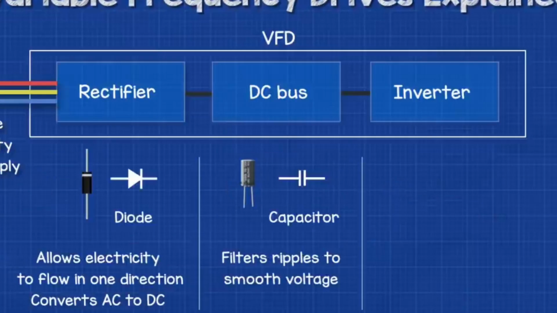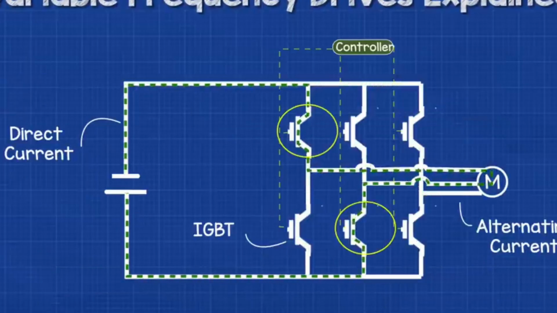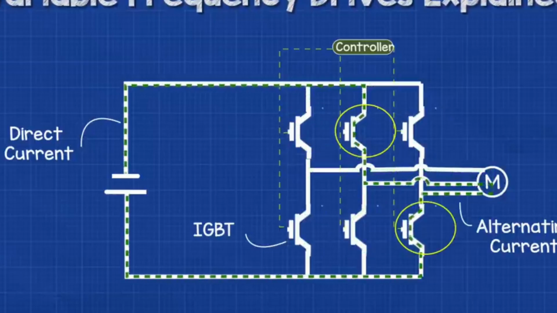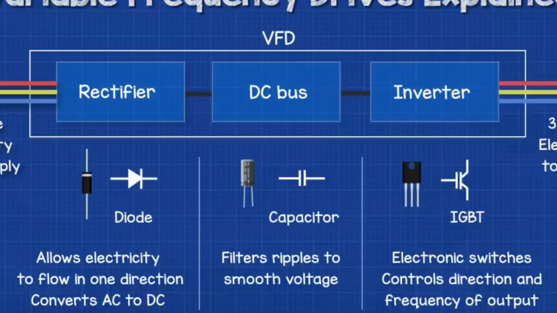The now smooth DC then flows into the final section, which is the inverter. The inverter consists of a number of electronic switches known as IGBTs. These open and close in pairs to control the flow of electricity. By controlling the path which electricity takes and how long it flows in the different paths, we can produce AC electricity from a DC source. Let's have a look at that now in detail.